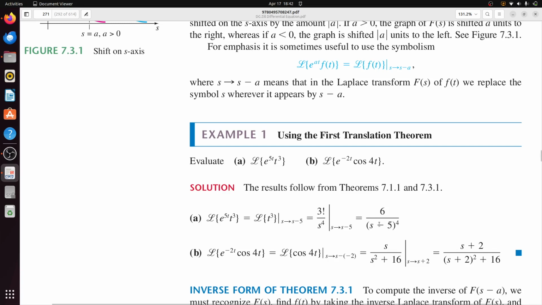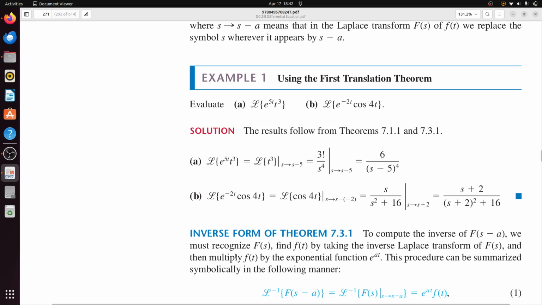That is how the first translation theorem acts on different functions. You can understand that if you need to compute these things manually, then your life would have been miserable. For example, for e to the power minus 2t into cos 4t, you have to do integration by parts and all, then you have to put the limits, and there is a high chance that you will make a mistake. So it is better to always remember the theorems and the associated formulas.